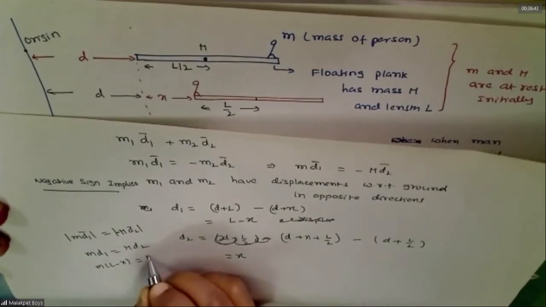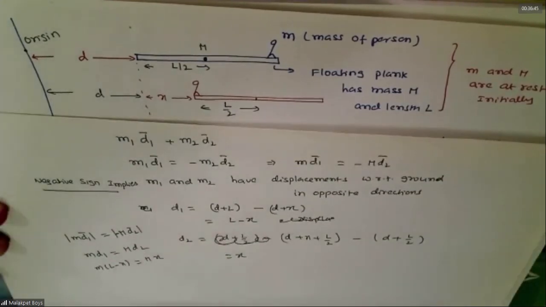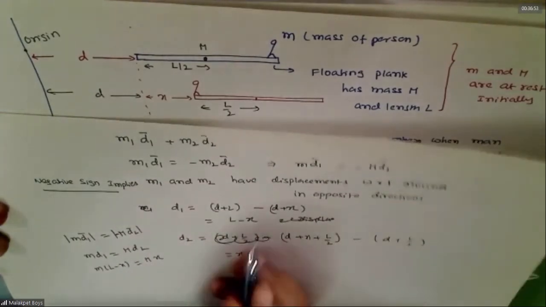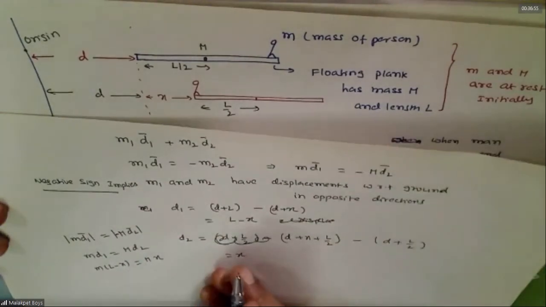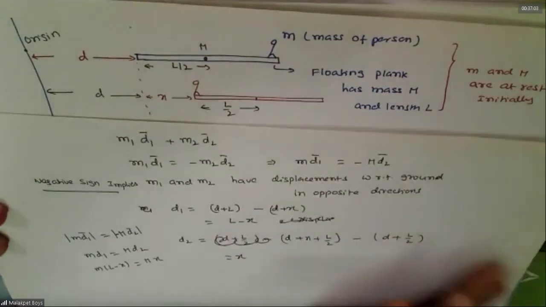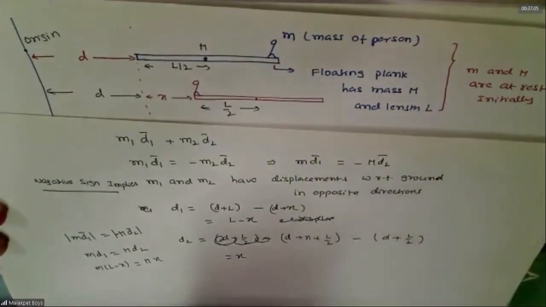Sir, D1 should be d plus x minus d plus L now, sir. We took initial minus final for D1. Final minus initial. Magnitudes I am taking, no? Yes, sir. Magnitudes means it's the same, sir.